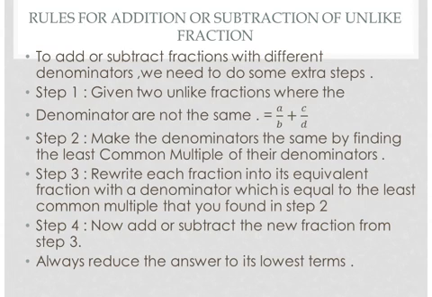Step 2. Make the denominators the same by finding the least common multiple of their denominators. Step 3. Rewrite each fraction as its equivalent fraction with the denominator which is equal to the least common multiple that you found in step 2. Step 4. Now add or subtract the new fractions from step 3. Always reduce the answer to its lowest terms.